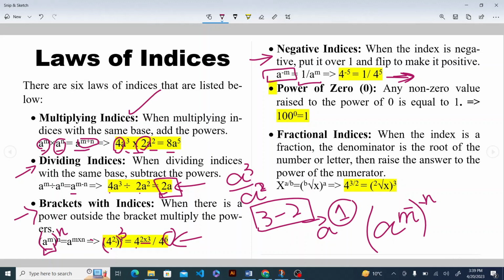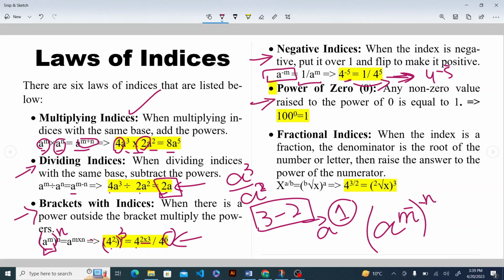And the example is 4 raised to power minus 5. When we convert this minus 5 into positive 5, then the answer will be 1 divided by 4 raised to power 5.